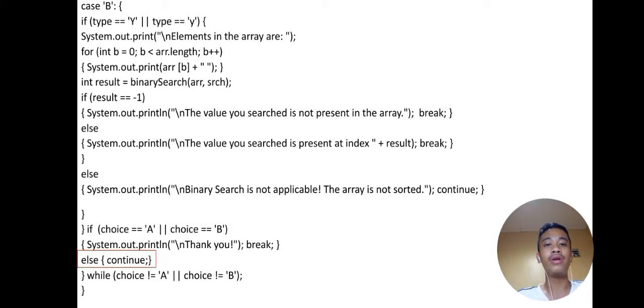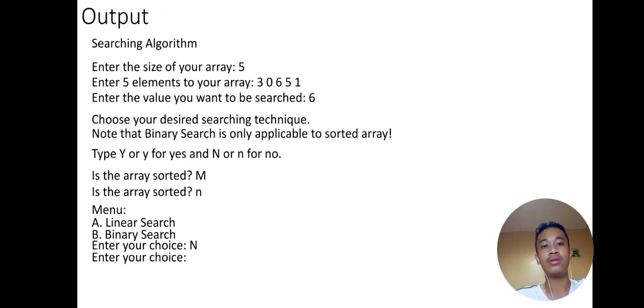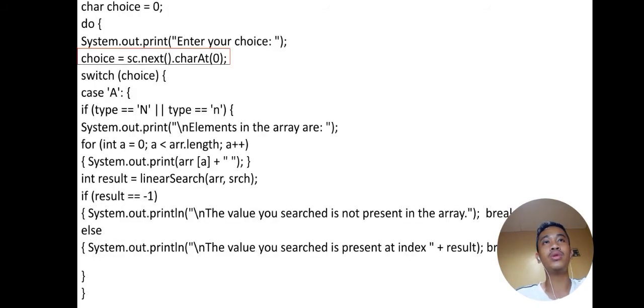So under our else statement, we have continue. When we say continue, it will skip the next code and it will go back to the loop. So the while under here, while choice is not equal to A and so on, will be skipped and we go back again to our looping. Now it will go back to print enter your choice and then prompt the user to input.